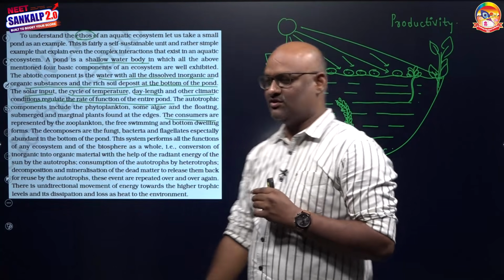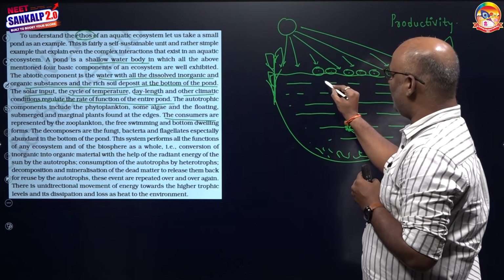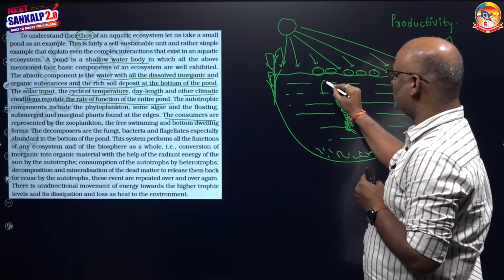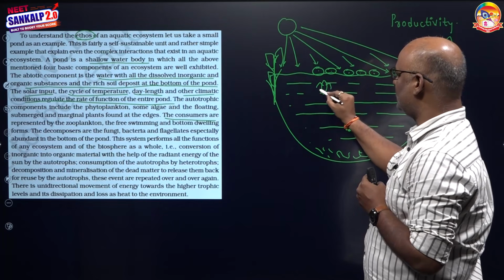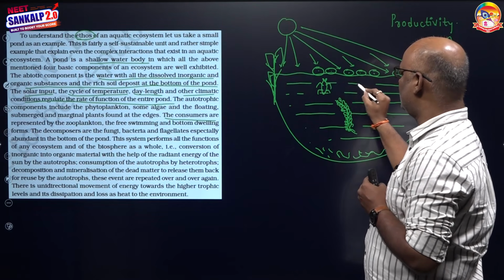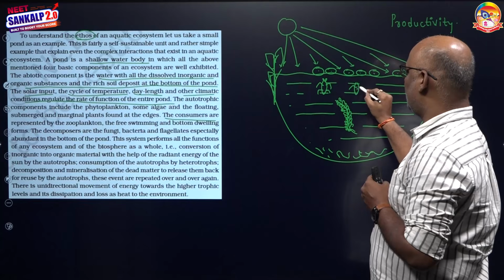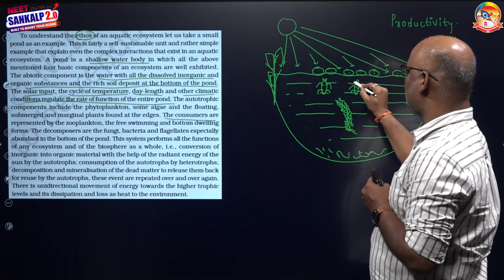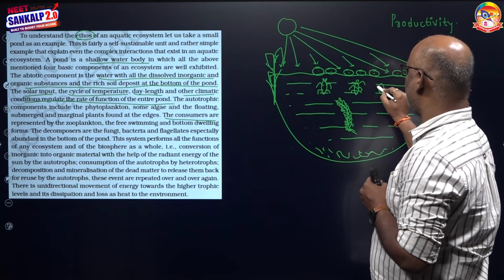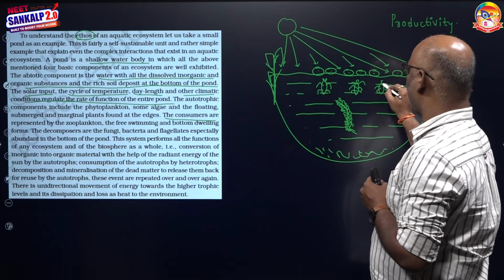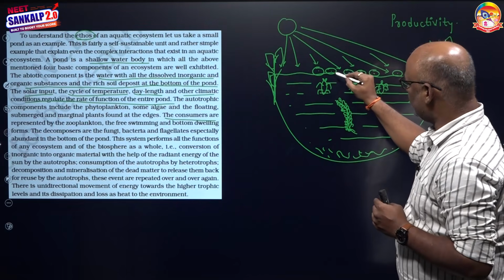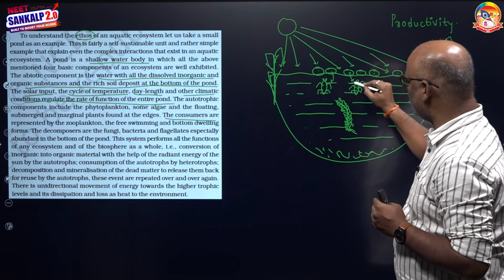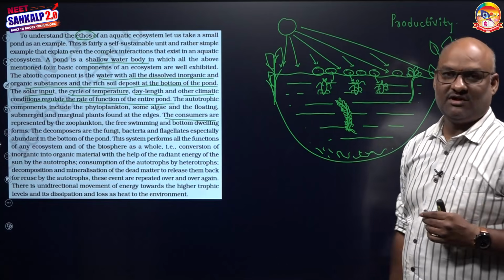Now let us take the next one, the consumers. What is meant by consumers? Here these phytoplanktons are fed on by the zooplanktons which are present here. The zooplanktons are small insects. The zooplanktons feed on the phytoplanktons, so these phytoplanktons are eaten by these zooplanktons.